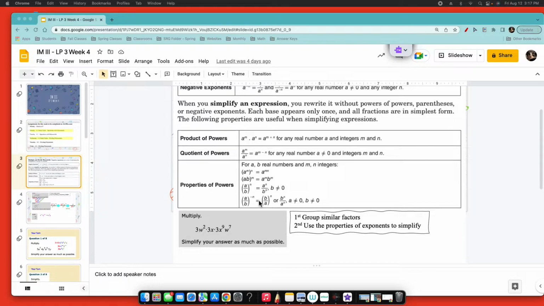So down here, we're going to group similar factors and then use the properties of exponents to simplify. So I have coefficients, 3, 3, and 3.